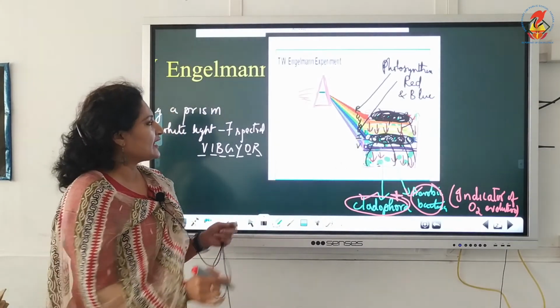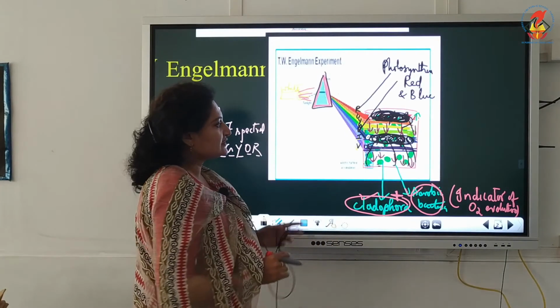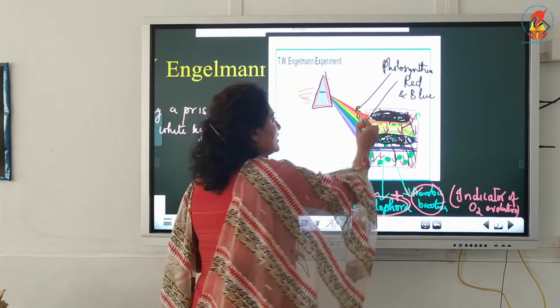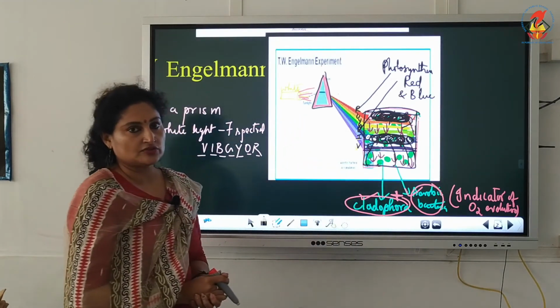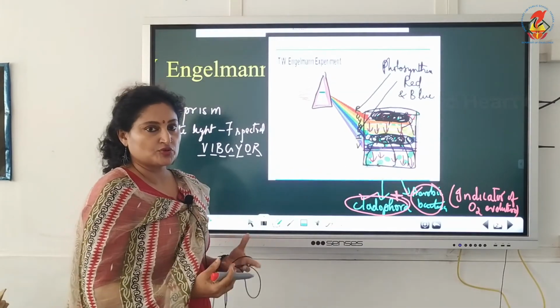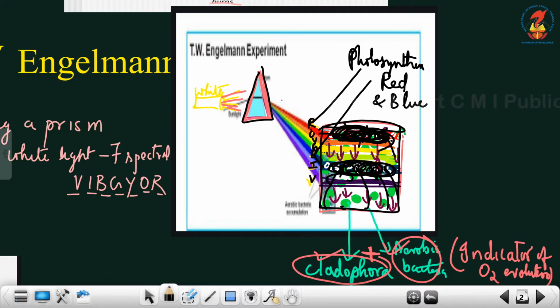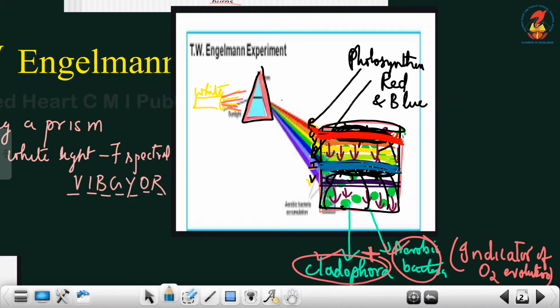Once again, with the help of a prism, light was split into its 7 colors and was made to illuminate a suspension of cladophora and aerobic bacteria, and was left for some time. The cladophora undertook photosynthesis. The cladophora in the red light region and the cladophora in the blue region had the advantage.